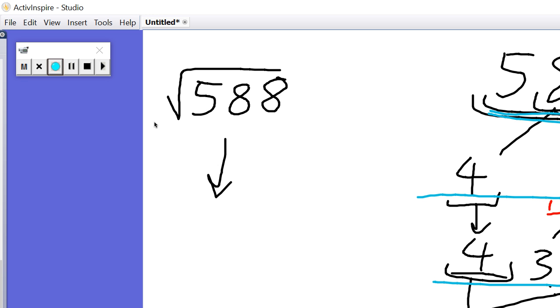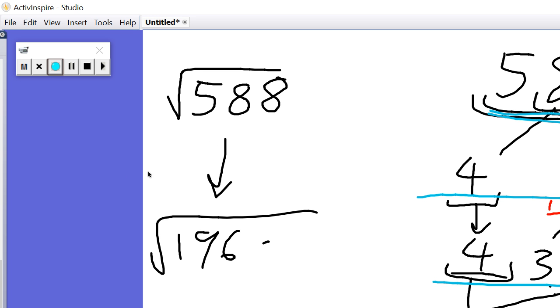So here's our 588, which is really 196 times 3. And we're going to simplify it by bringing that out. And as it comes out, we can square root it. It becomes 14 lots of root 3.